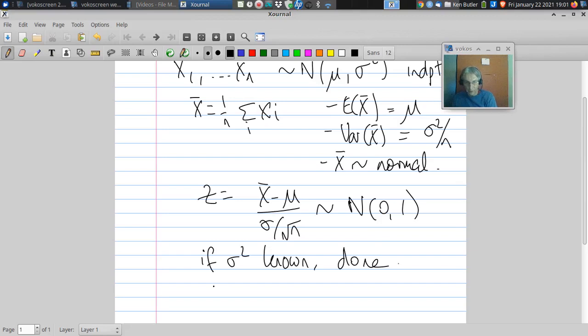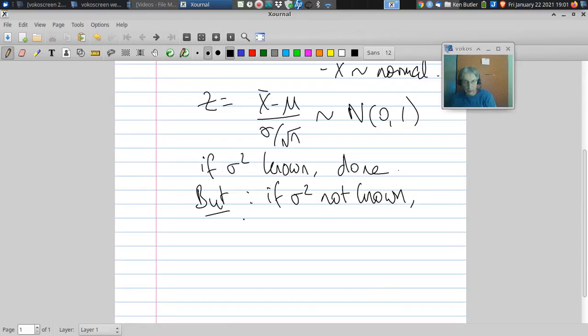But, this is a big but, if sigma squared is not known, what are we going to do? What we're going to do is make ourselves a bit more space. We're going to estimate it by the sample variance, which is itself a random variable, so it's a capital S squared, the sum of capital Xi minus x bar squared over n minus 1.